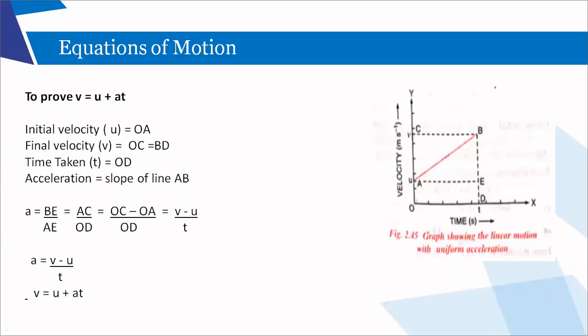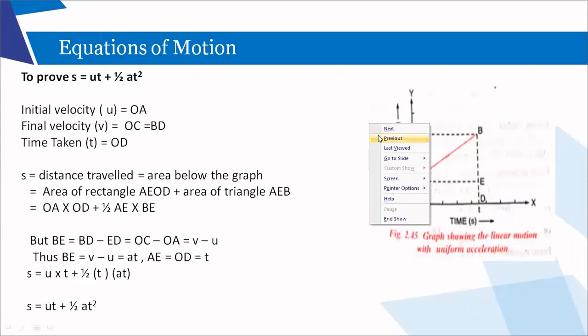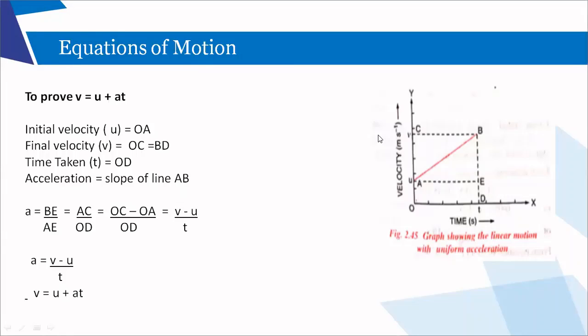BE is equal to AC, and we have OD down here. But how do I find AC? AC is nothing but the whole OC minus OA, upon OD. We have already specified that OC is V, OA is U and OD is T. So acceleration equals V minus U upon T. Then take T on the other side, V minus U equal to AT, and then take U on the other side, V equal to U plus AT. It's already given in the book. This is the first equation of motion, derived using the graph.